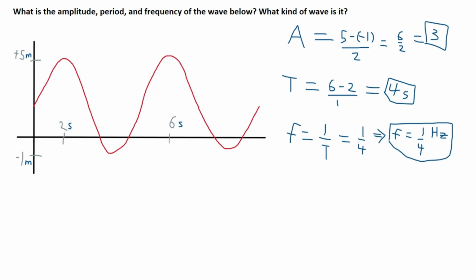Now, as for what kind of wave it is, we can see that the oscillations occur perpendicular to the direction of motion, meaning that the oscillations are in the y direction while the wave is traveling in the x direction. So it is a transverse wave. Additionally, we can see that it starts from the halfway or the equilibrium position, meaning that it will be a sine wave, not a cosine wave. So it's a transverse sine wave.